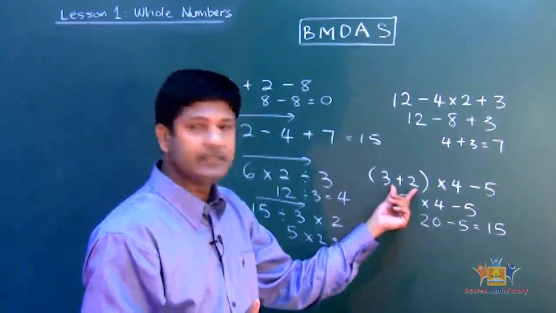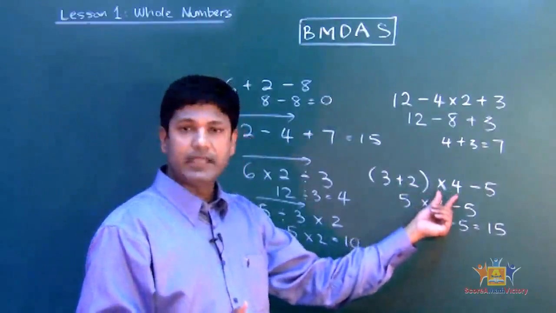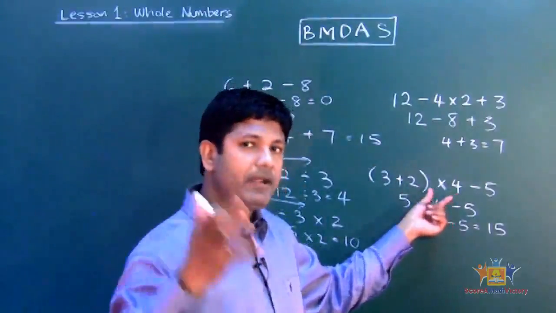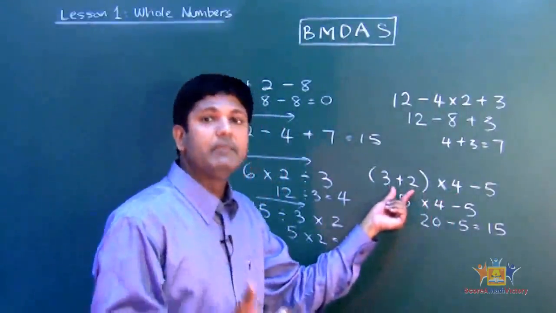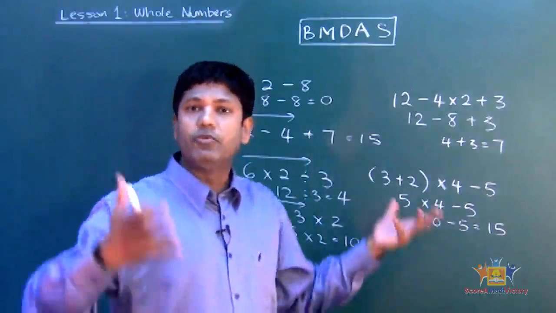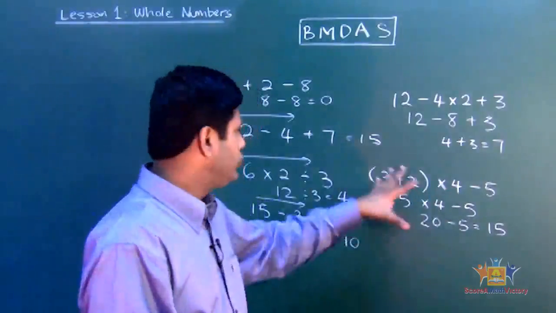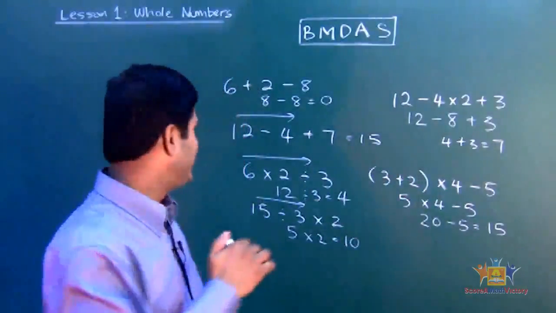Even though there's a plus inside there. Because we know the multiplication takes priority above plus, but plus is inside the bracket, and bracket is higher priority than multiplication. See that? So you do what's inside the bracket. Okay, good. Let's do another one.